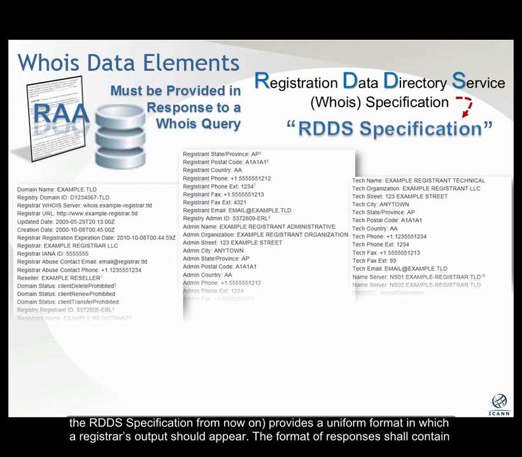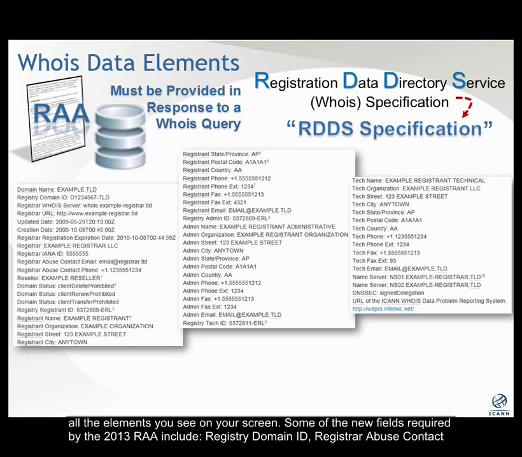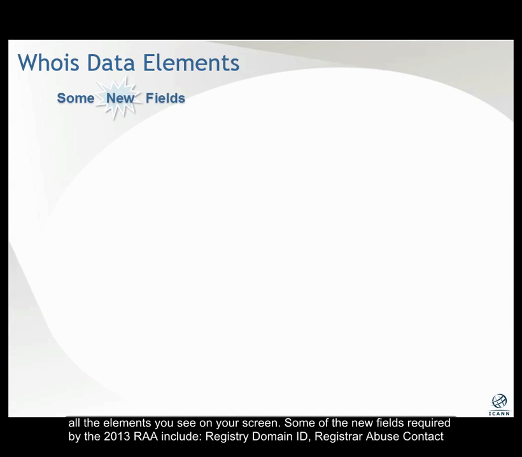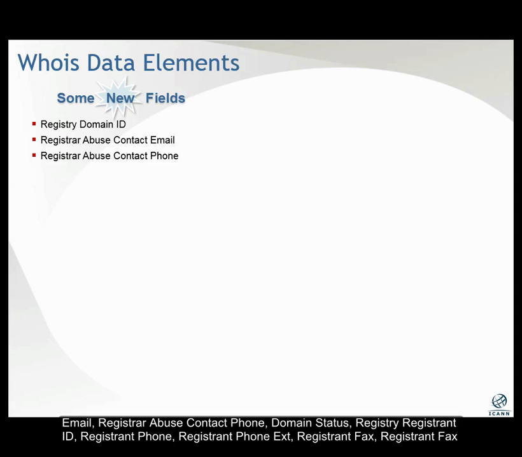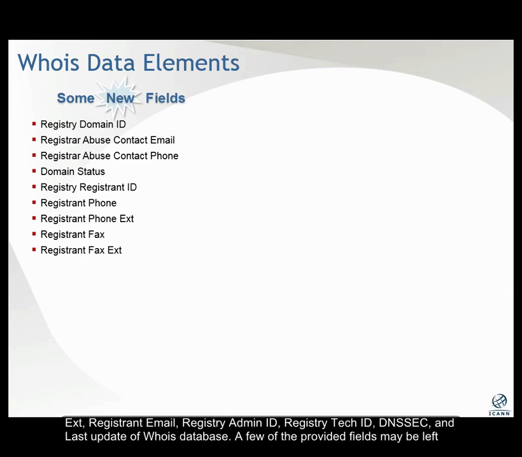The format of responses shall contain all the elements you see on your screen. Some of the new fields required by the 2013 RAA include Registry Domain ID, Registrar Abuse Contact Email, Registrar Abuse Contact Phone, Domain Status, Registry Registrant ID, Registrant Phone, Registrant Phone Extension, Registrant Fax, Registrant Fax Extension, Registrant Email, Registry Admin ID, Registry Tech ID, DNSSEC, and last update of Whois database.